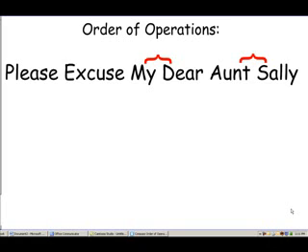Today we're going to be reviewing using order of operations to simplify expressions. You might remember back in Algebra 1, you used the phrase, "Please excuse my dear Aunt Sally." These words will help you remember what you're supposed to do and in what order. So let's look and see what each one stands for.